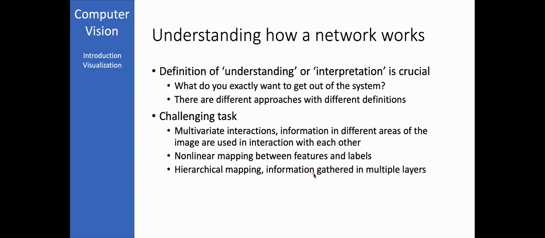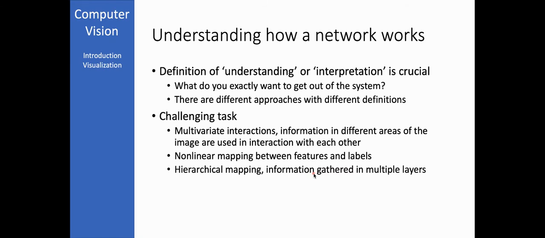The information in different areas of the image are used, and they interact with each other over and over again in different hierarchy steps. It's a completely nonlinear map that goes from the features to the labels. So understanding how the features are used, in what order, how they interact with each other is quite challenging.